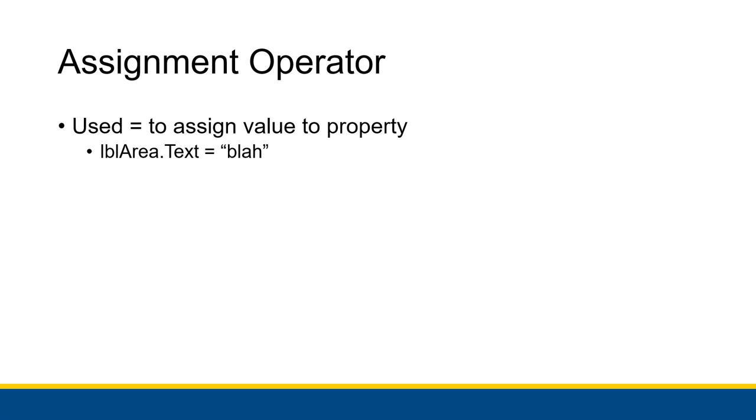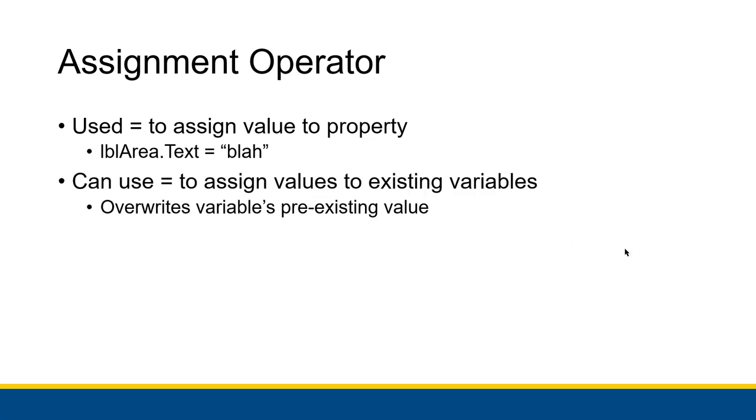Well, in a very similar fashion, we can actually use the equal sign to assign values to existing variables. And it will overwrite the variable's pre-existing value. So the value that was in there gets thrown out unless we saved it somewhere else. And we put the new value that we want to keep inside of that variable. But it's an assignment of a value to a thing. So we're using the exact same assignment operator that we use to assign values to properties of our controls.